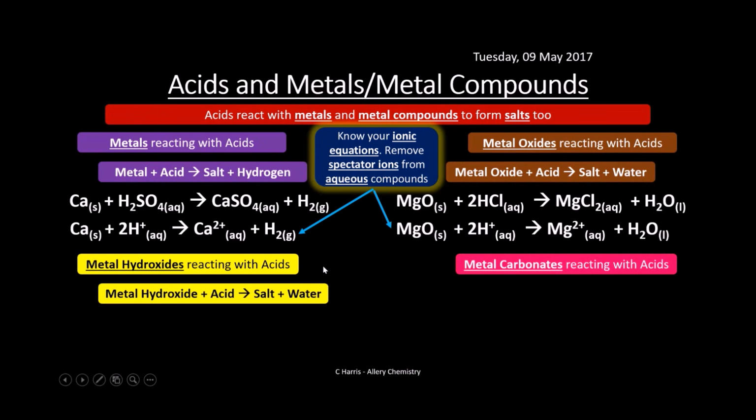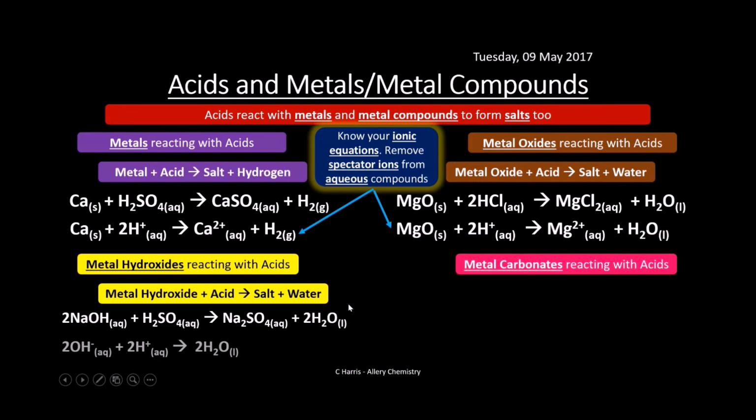Okay, so metal hydroxides. These react with acids to form salt and water. Very, very similar to oxides, except we're dealing with hydroxides, but it's the same thing. There's your hydroxide plus sulfuric acid in this case, forms sodium sulfate, Na2SO4, and water. And the ionic equation is OH minus. Again, the sodium we can ignore, it's the same left and right. OH minus plus the H plus. Again, the sulfate we can ignore as well because that hasn't changed. So OH minus plus H plus forms water.